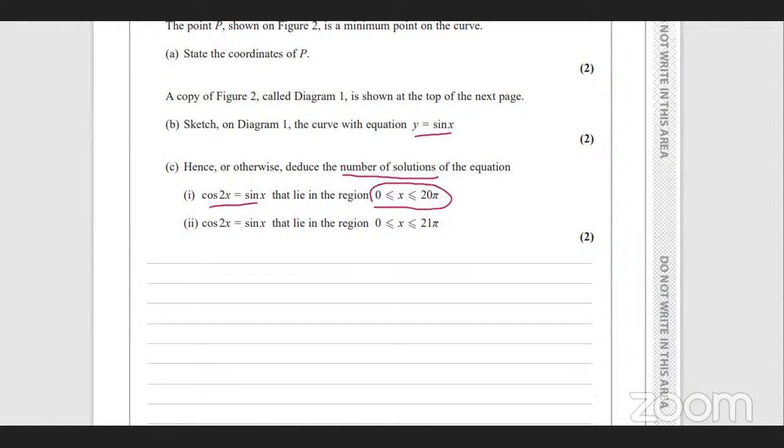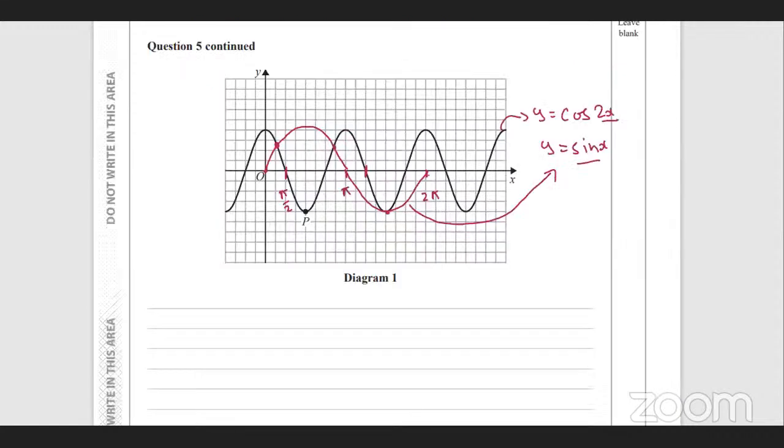Okay, so hence we have to use this, and they are saying from the interval 0 to 20 pi. Okay, so we can see that from 0 to 2 pi we have 1, 2, and 3 intersections. So if it is 20 pi, the intersections would be, if it is 3 for 2 pi, it would be 3 into 10 for 20 pi, that is 30.